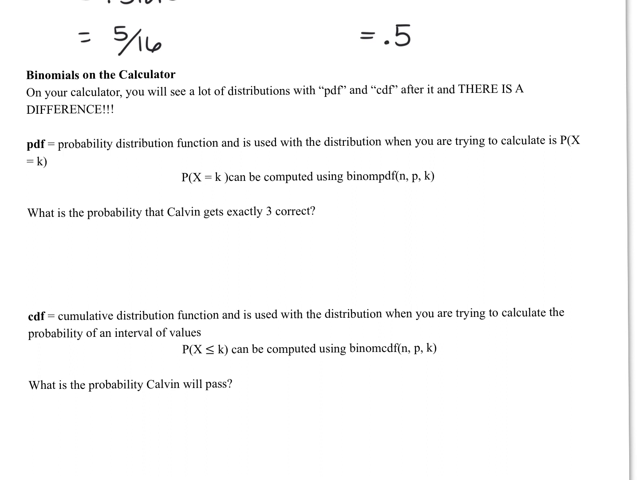PDF is our probability distribution function, and it is used when you're trying to calculate the probability of x equals a specific value k. So when we're doing probability x equals k, we use the binom PDF function, and we need n, p, and k. Remember, n is our sample size, p is our probability of success, and k is whatever value we're trying to find.